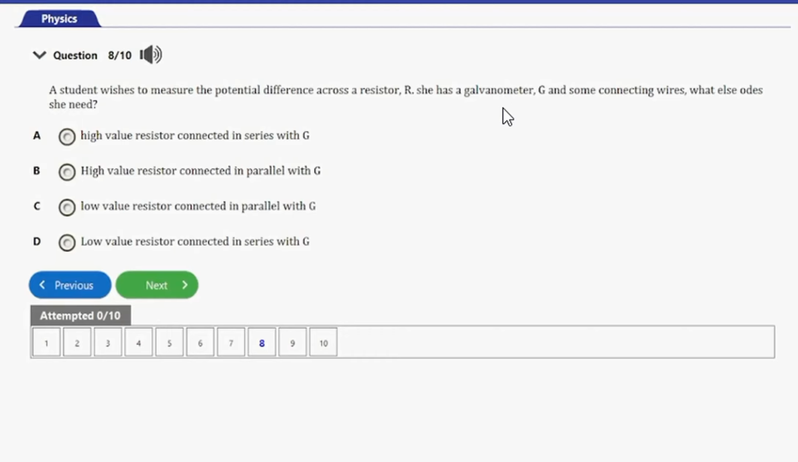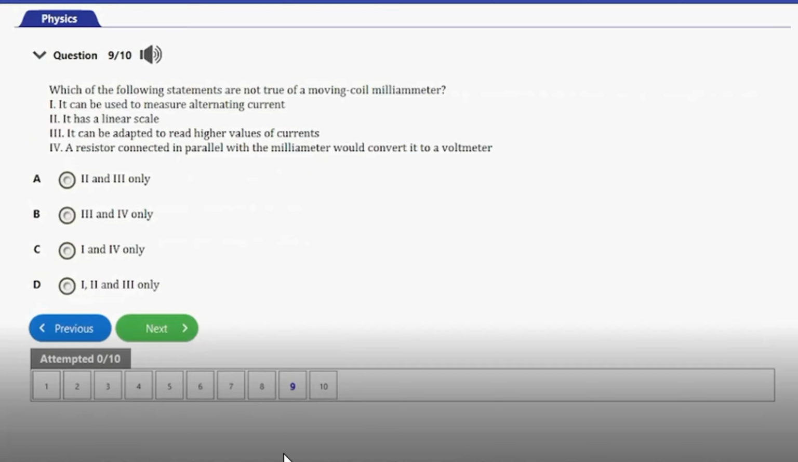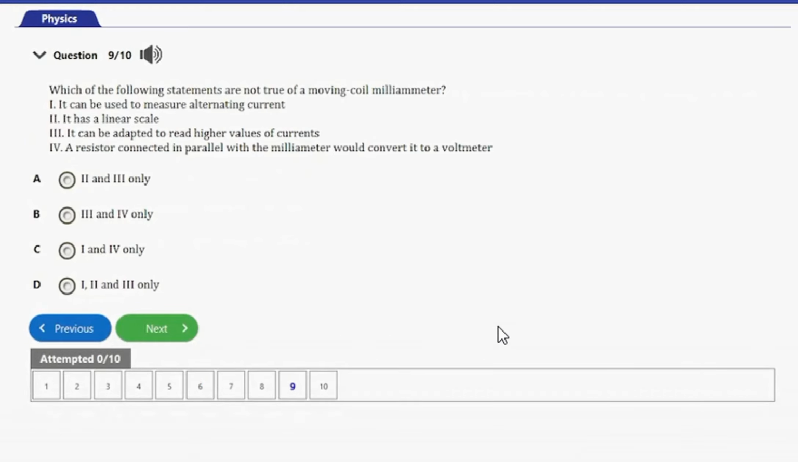And that's it for this question, guys. Let's go ahead and consider the next question. So that's question number 9 here. It says, which of the following statements are not true of a moving coil milliammeter? So guys, this moving coil milliammeter is the galvanometer, and we have options here.